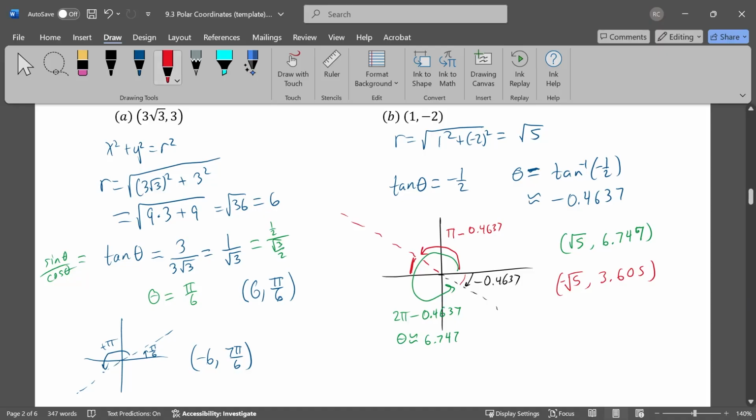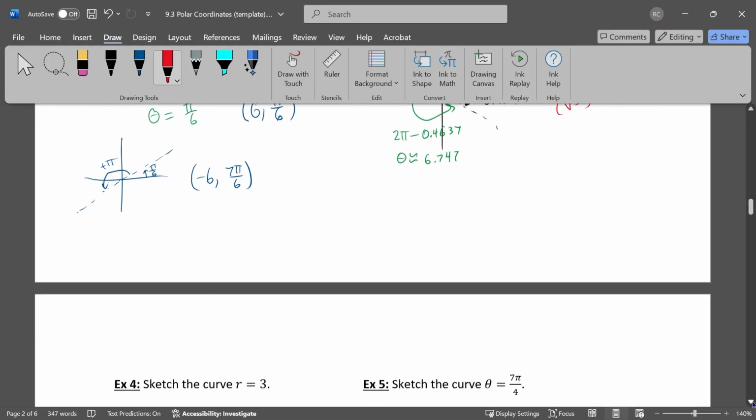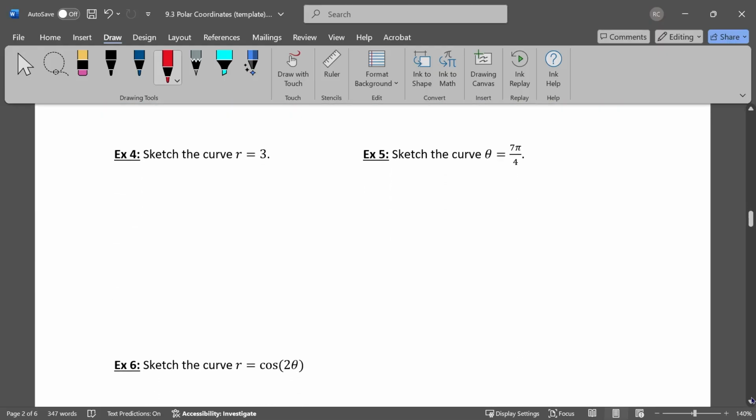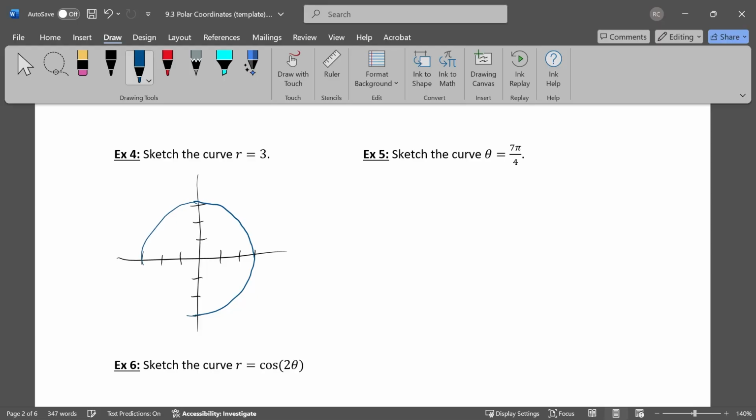So now let's try to take this information and see if we can start figuring out how to sketch curves in polar coordinates. Now some of them are pretty easy. So for example, sketch the curve r equals 3. Well, nothing to it. Let's draw our plane. You want the set of all points who have a radius of 3, a distance away from the origin of 3. That's a circle with radius 3. Done.